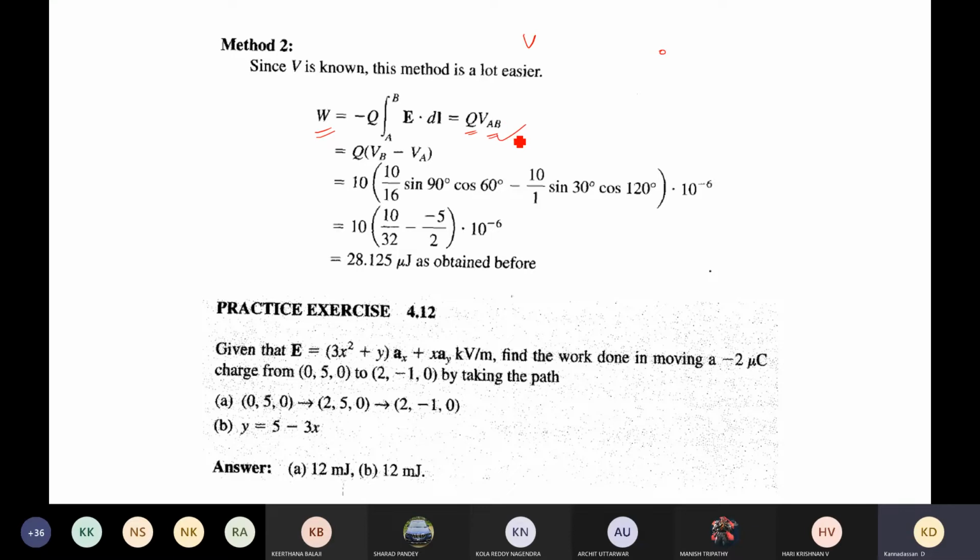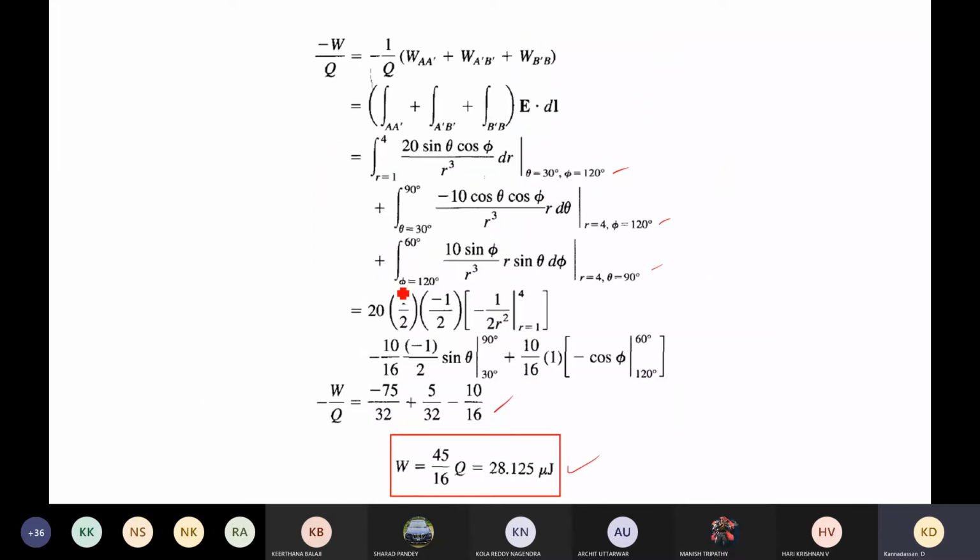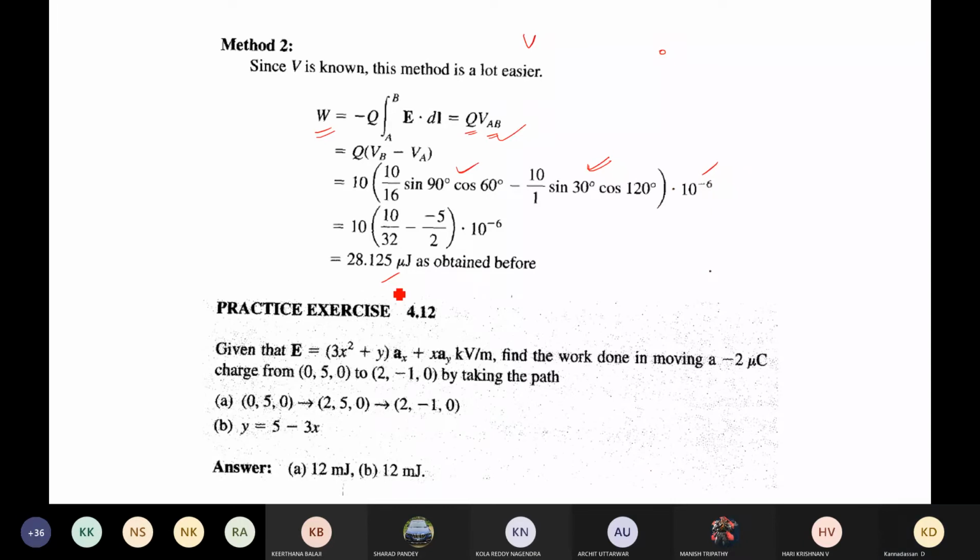So VB we have to calculate first, then VA, and find the difference. Then multiply with 1 microcoulomb, and you will get the same answer as here. Another exercise problem is given in the textbook, and the answer is also given. So just check it out.